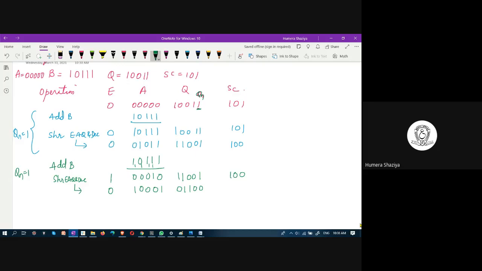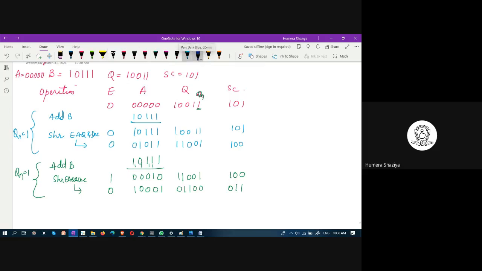At the same time, you are decrementing. After decrementing, what value do you get here? 0 1 1. This is 4. 4 means now it should be 3. 3 is equal to 0 1 1. Qn is equal to 1. Second iteration also done.